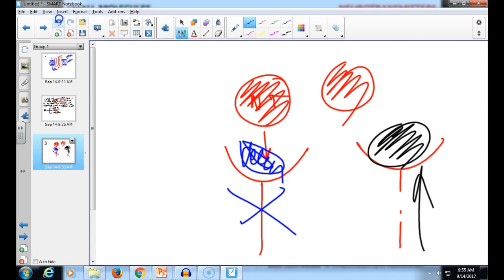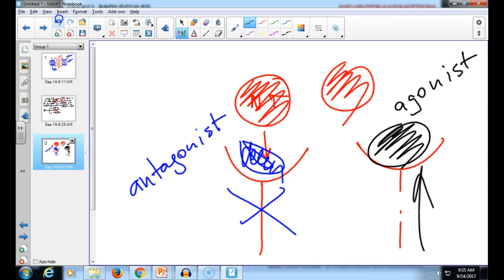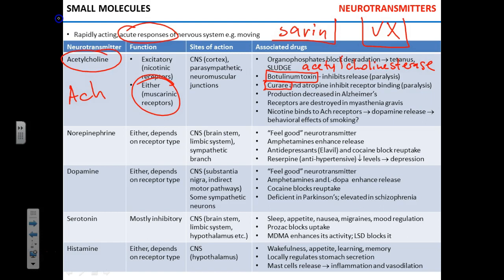So, terminologically, inhibitor of neurotransmitter receptor is called antagonist. That's in general. Anything that decreases the effect of the receptor, decreases the signaling through the receptor, is called antagonist. And this molecule is called agonist. Does that make sense, this idea? Do you understand what I'm saying? Agonist versus antagonist. Now let's go back to our table.